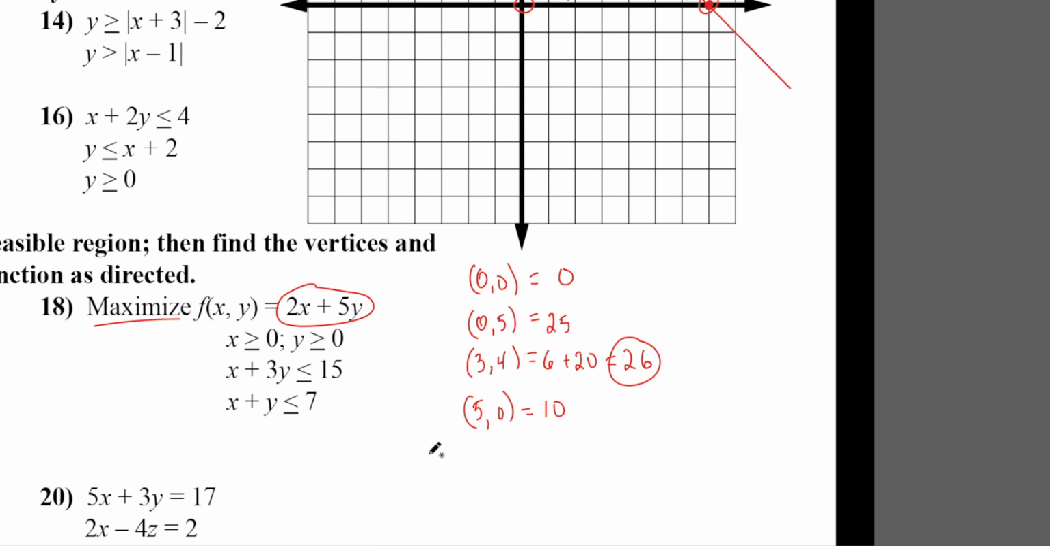26. So this is how you write your answer. You're going to write f of what? 3, 4 equals 26. And that's how you write that answer. Some people just put 26 and circled it, and I gave it to you. But technically, you should write it like this.